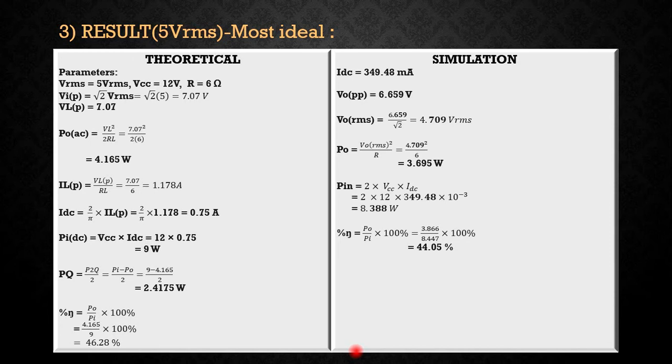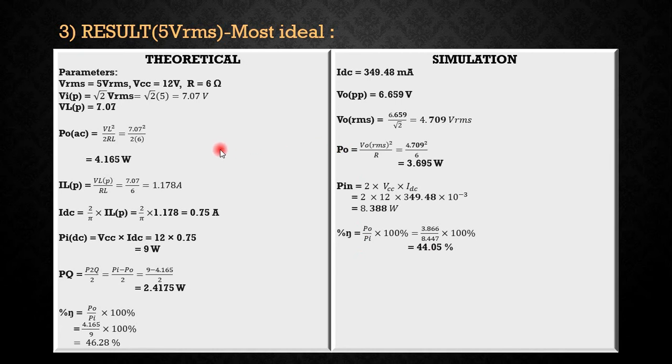Okay, I am Syarazi. I'm going to explain the calculation. We used two methods for the calculation. First was theoretical and second was simulation. For theoretical, we use VRMS equal to 5 VRMS, VCC equal to 12 volt, resistor equal to 6 ohm, and VL equal to root 2 times VRMS, which is root 2 times 5. We're going to get 7.07 volt. This is going to be our VL.